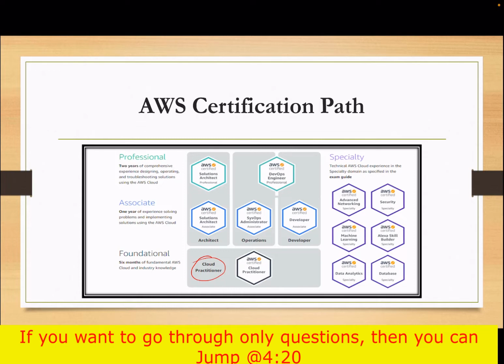Then we have a few certifications at the associate level, that is level 2 certification. In that we have the architect domain, operations and developer. So of these two certifications, one is for operations, one is for developer. We have two associate level exams, and in this video we will talk about the professional exam, that is AWS Certified DevOps Engineer Professional.